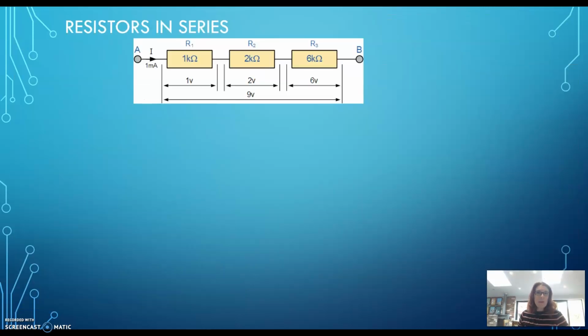Right, next we're going to look at resistors in series. This is GCSE level, but it's helpful to have another look at it. So I've got a wire here, it's carrying 1 milliamp of current, with 3 resistors in series, 1000, 2000 and 6000 ohms, and then the voltages here are in the ratio 1, 2 and 6 volts. So that's 9 volts in total across all the resistors.